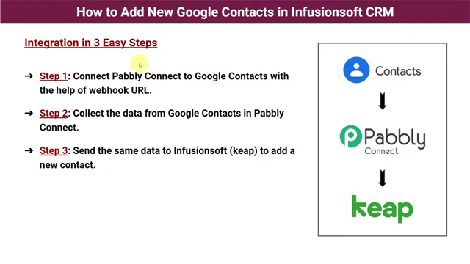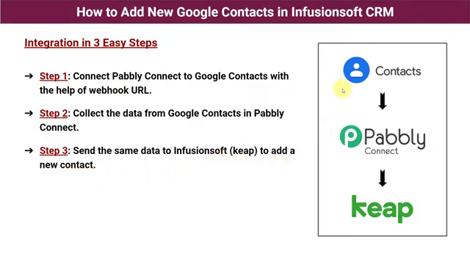Okay guys, before we start with the process, let me tell you 3 easy steps of integration, as you can see on my screen. Step number 1 says connect Pabbly Connect to Google Contacts with the help of webhook URL. So first we'll log into our Pabbly Connect account, and we will integrate our first application, which is Google Contacts, with Pabbly Connect. Now step number 2 says collect the data from Google Contact in Pabbly Connect. So we have created a new contact in our Google Contact account, and I want that data to be transferred into Pabbly Connect. Step number 3 says send the same data to Infusionsoft, which is Keap, to add a new contact.